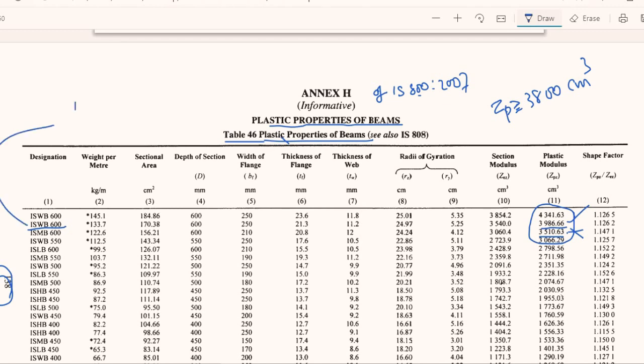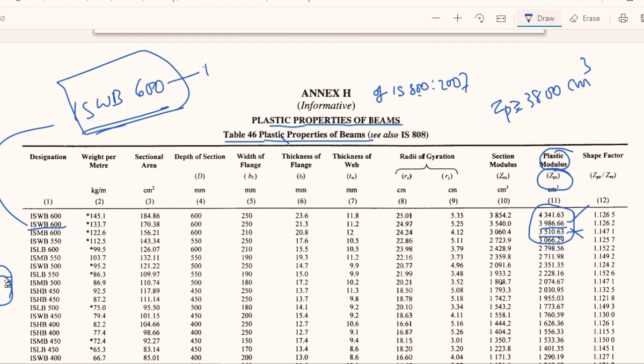This is ISWB 600. So this is the section that I am going to use as a beam. So in order to decide what section you wanted to use, you have to do that based on the value of Zp, plastic modulus. And at the same time, there are other properties also, that is, for ISWB, what would be the overall depth? Capital D, 600. And what is the flange width? 250. Thickness of the flange, 21.3. Thickness of the web, 11.2.